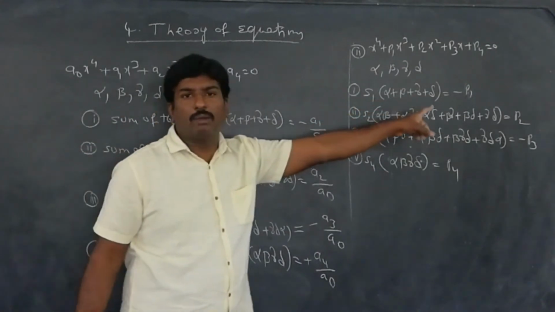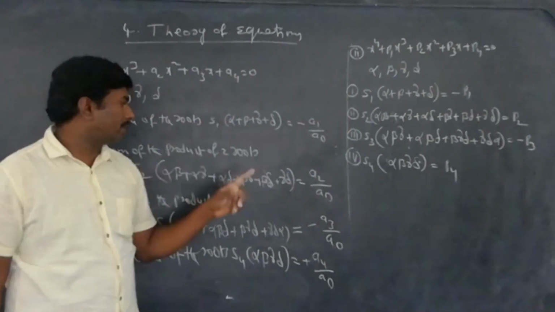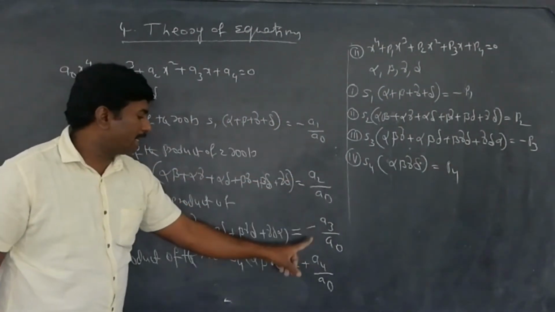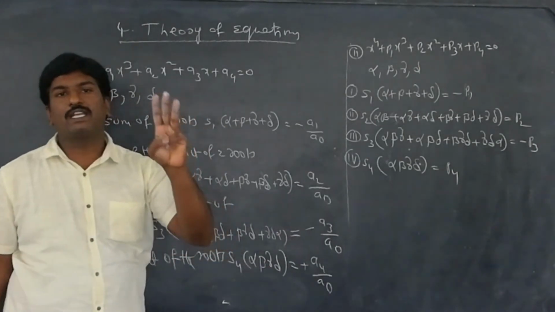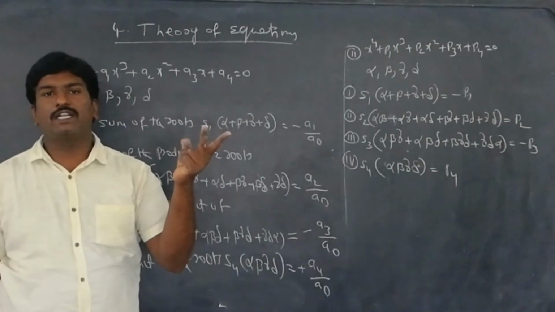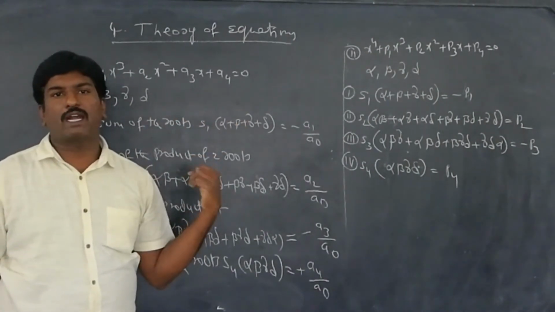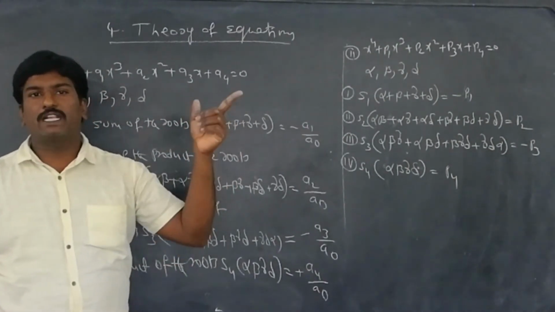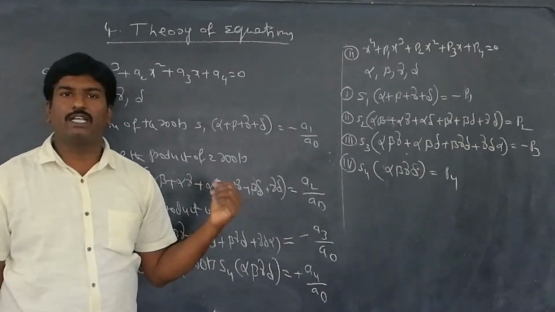Here you have to remember, every time you get alternate signs, minus plus. For a cubic equation, minus plus minus. For a quadratic we have two conditions only: the sum of the roots and the product of the roots. Sum of the roots is minus b by a, product of the roots is c by a.